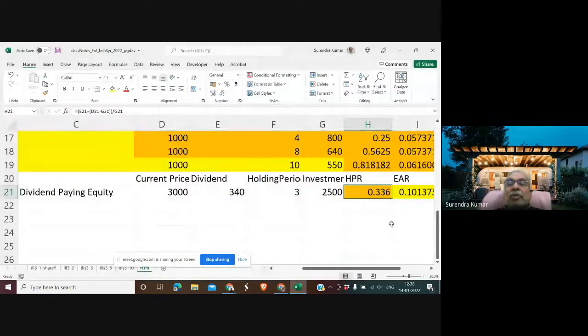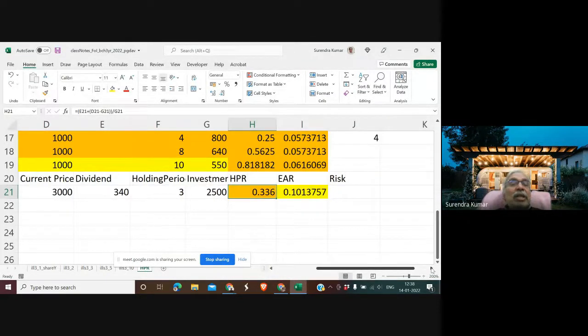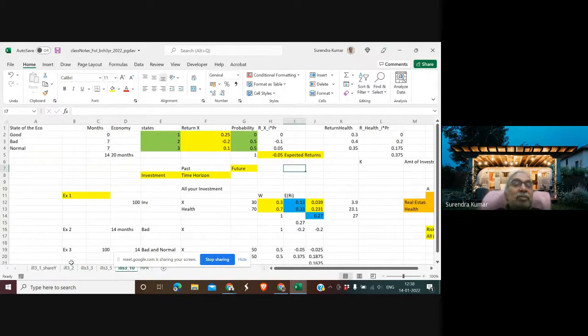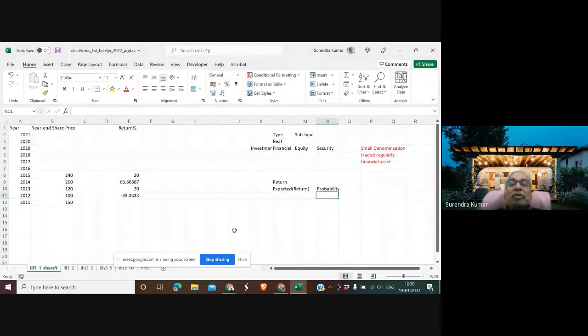So that's how you calculate your holding period return and your effective annual return, even in the case of equity shares, shares with dividend and shares without dividend. So we have the formula as well as the concepts. Now we move on to what I was saying last time, something new.